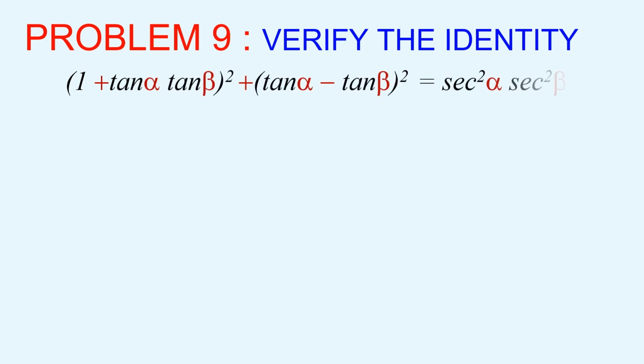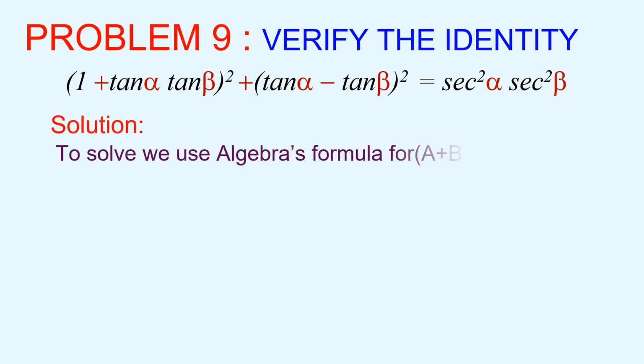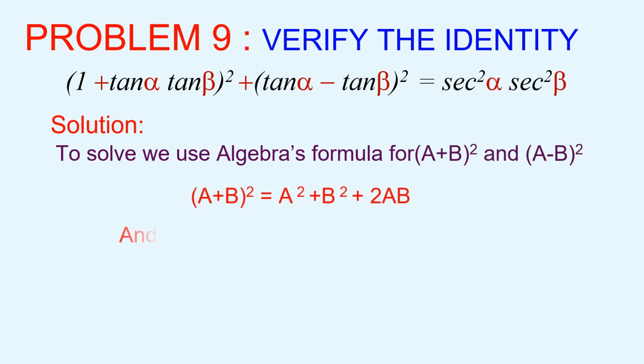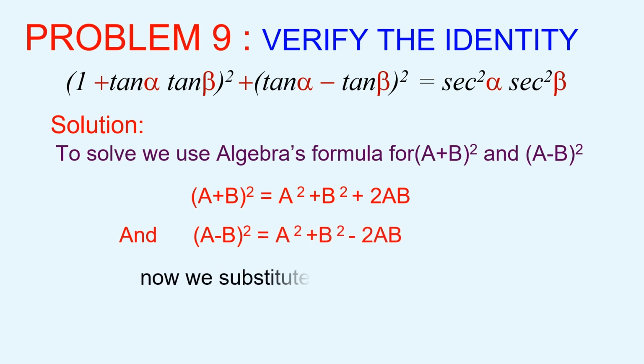Solution to problem 9, verify the identity. 1 plus tangent of alpha into tangent of beta whole squared plus tangent of alpha minus tangent of beta whole squared equals secant squared of alpha into secant squared of beta. To solve we use algebra's formula for a plus b whole squared and a minus b whole squared. Now we substitute a for tangent of alpha and b for tangent of beta.